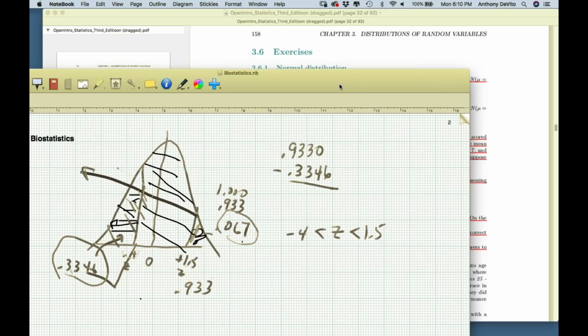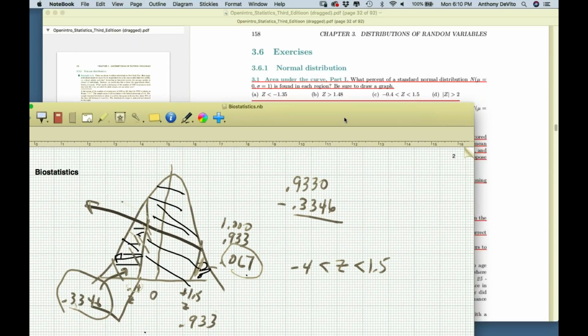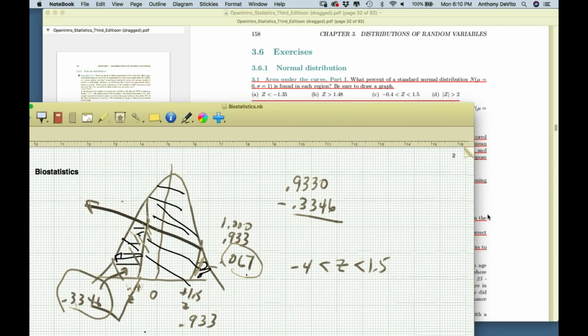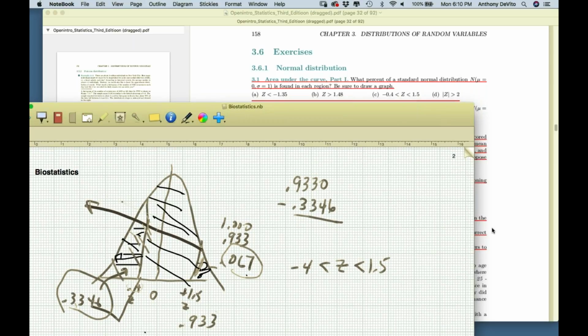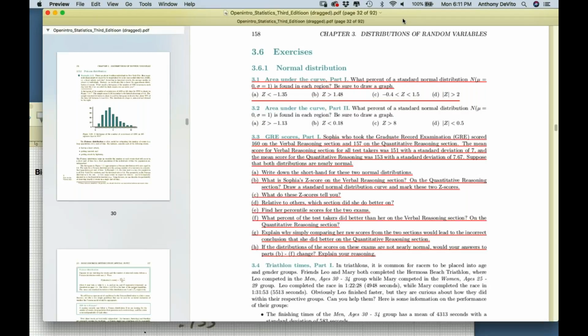Do you guys feel comfortable with calculating that? Did you see where I got that area from? I need a little bit of feedback there from you guys over there, okay? Are you comfortable with how I figured out what the area between those two things was? Okay, good. All right, let's look at the last part of this.